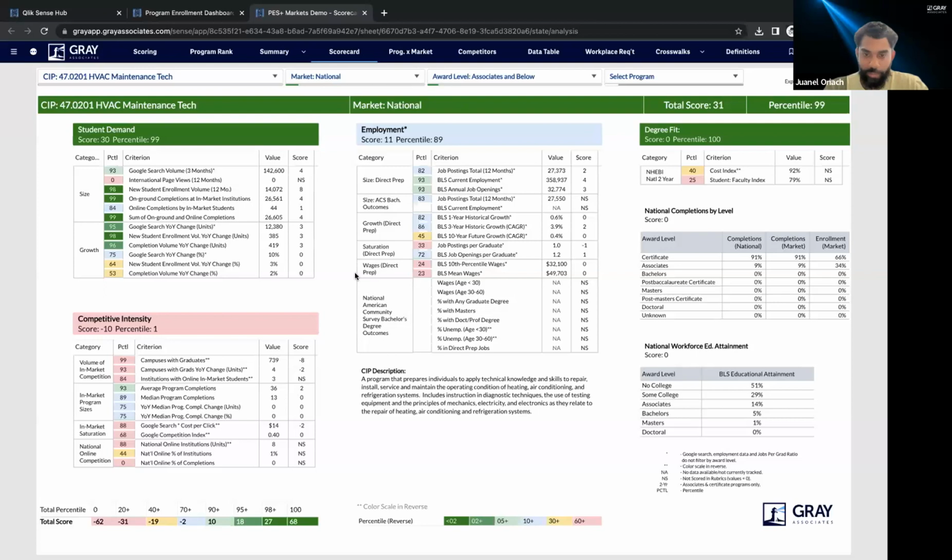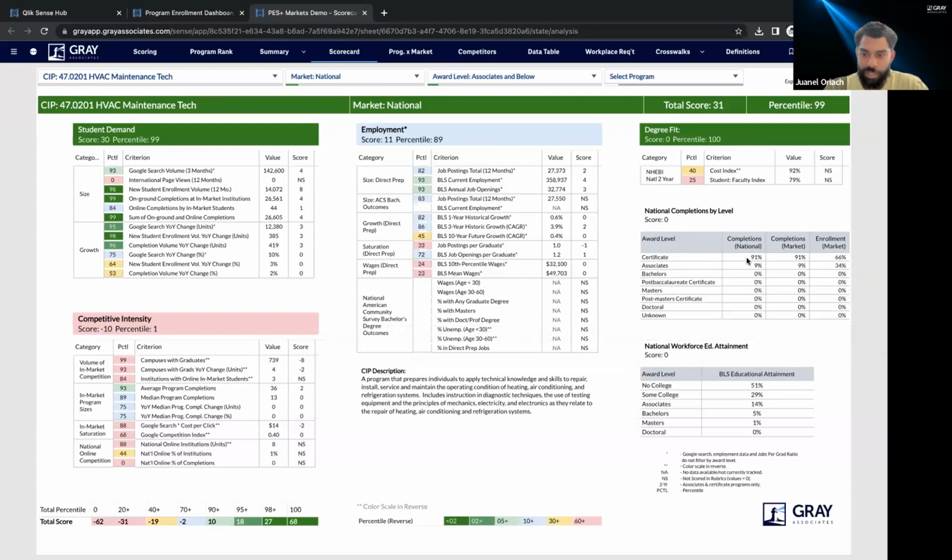Correct. And further analysis here would probably focus a lot on who else is already in this game. How do we compare to the other institutions and campuses that offer this program in the market that we're looking to serve? We can always dive deeper into the 739 campuses with graduates and identify who they are. This is a program that doesn't really exist online. I'm sure there are reasons why that's the case.